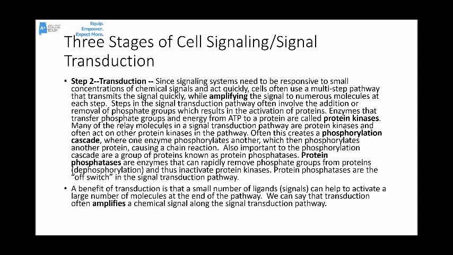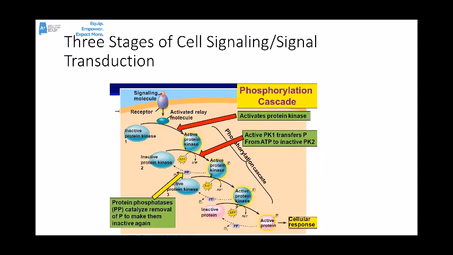So step 2 of this cell signaling process is transduction. This is when the signal gets spread throughout the cell. It gets amplified. And like I said before, this is a multi-step process where one molecule activates another and another and another and another and another. Let's look at a picture of this.